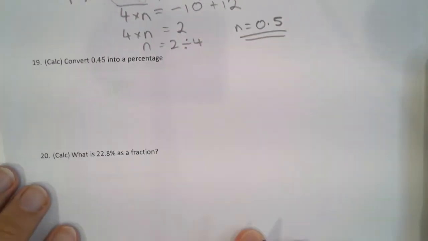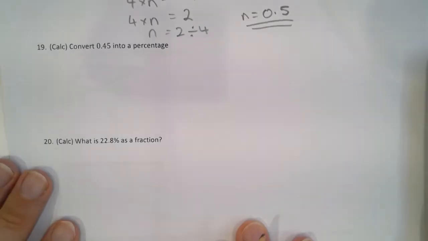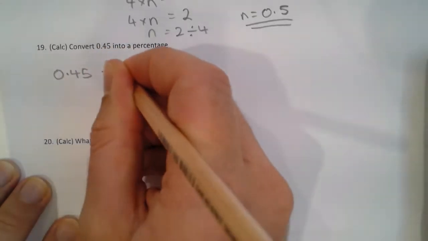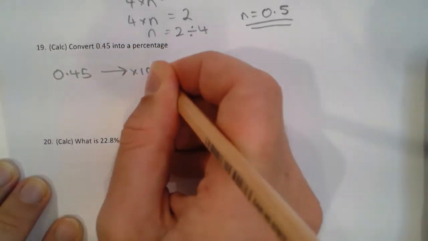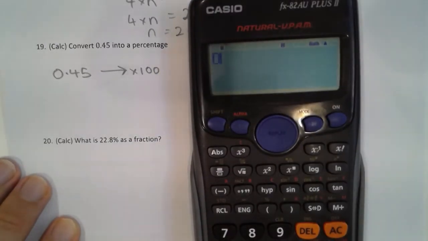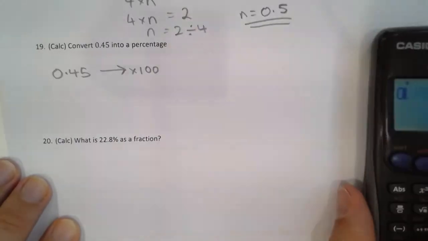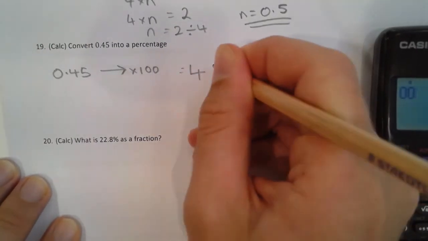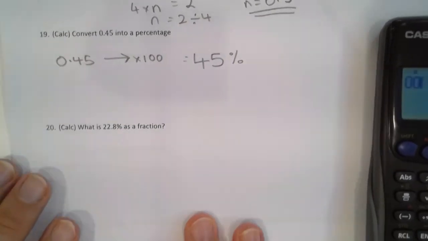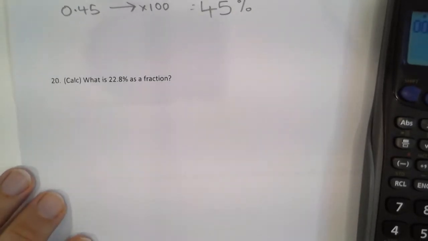Alright. Convert 0.45 into a percentage. Well, to go from a decimal to a percentage, you times by 100. Some of you can do that without the calculator. So you times it by 100, 45%. So that is what 0.45 is as a percentage. All right, good.